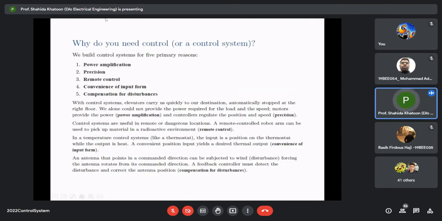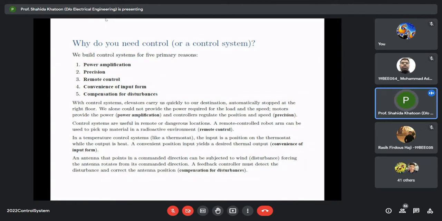So why do we need a control system? We build control systems for five primary reasons. One is power amplification, second is precision, third is remote control, fourth is convenience of input form, fifth is compensation for disturbances. Okay, so with control systems, elevators carry us quickly to our destination, automatically stopping at the right floor.